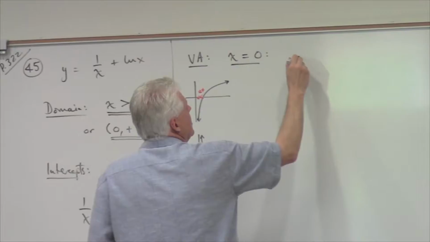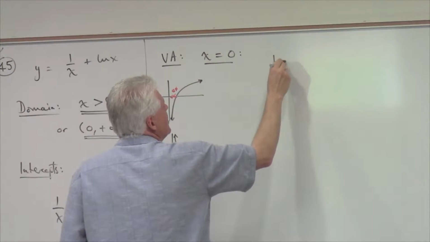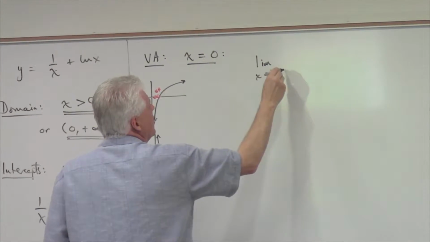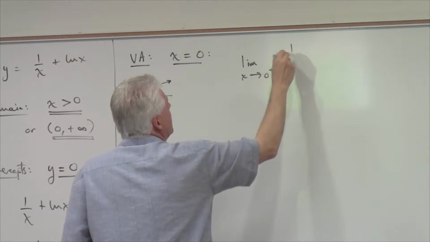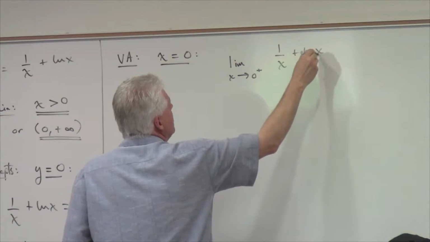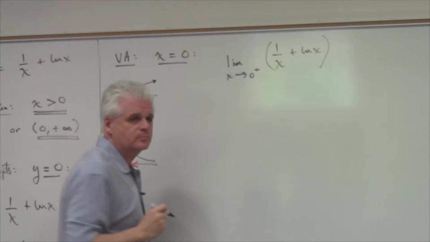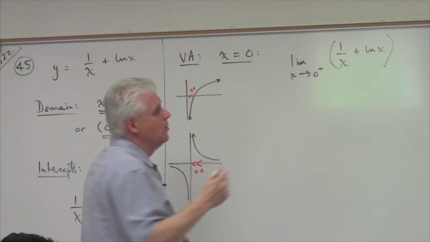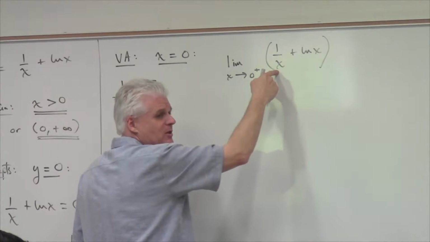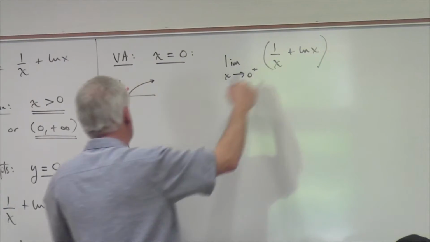So let's find out what happens. What is the limit as x approaches 0 from the right side of 1 over x plus the natural log of x? Well, as we've already said, what does this first term head towards?